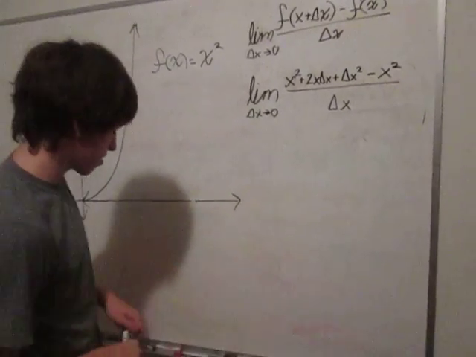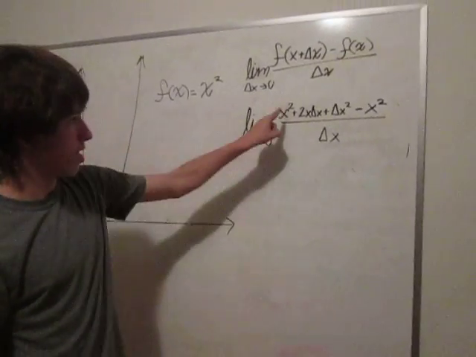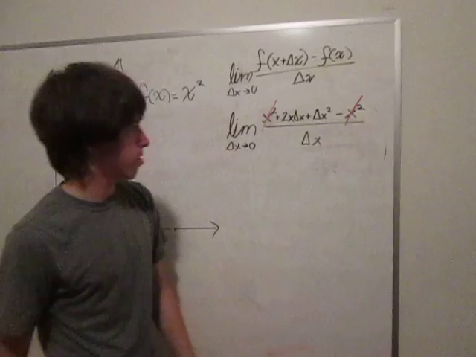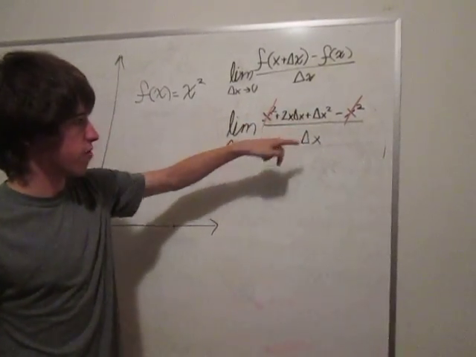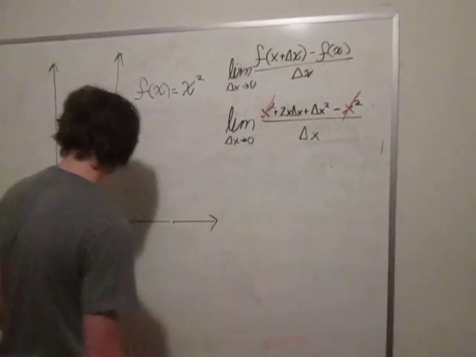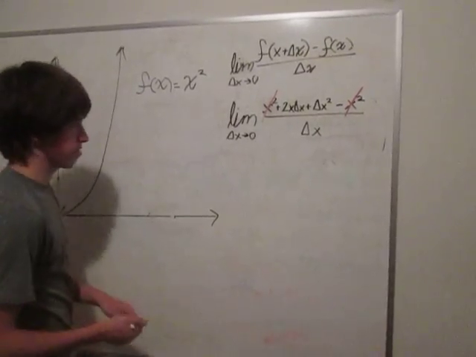So, what can we cancel out? I'm going to use my canceling marker. What can we cancel out? x squared minus x squared is 0. So now we have 2x delta x plus delta x squared over delta x. I'm just going to write it all out so that it's perfectly clear.